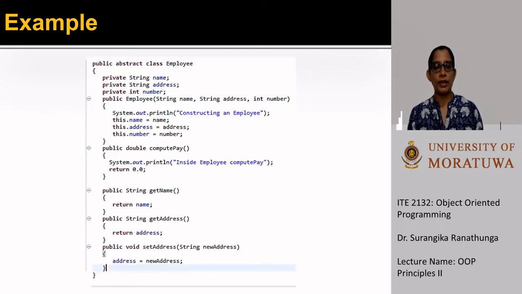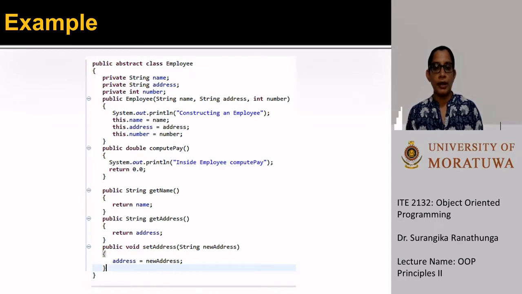So let's look at another example. Now here's the code for the employee class. As you can see, it is an abstract class. We cannot create employee objects from this class. If you try to create an object, you will get an error. And as you can see, this class does not have any abstract method.